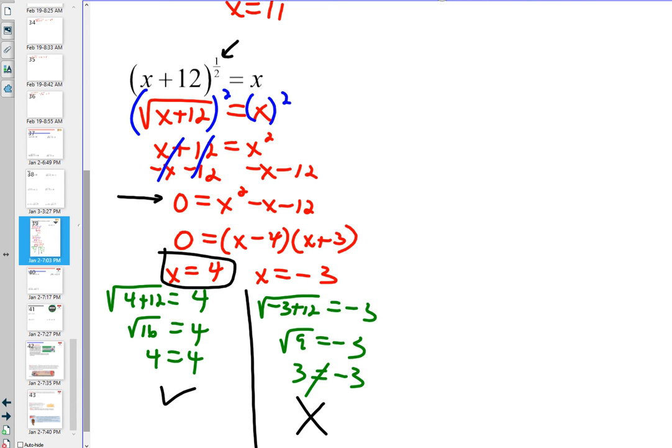But those two solutions were for this quadratic equation. So I tested each one out. How many worked out? Just one. So what ended up being the only solution to this radical equation?